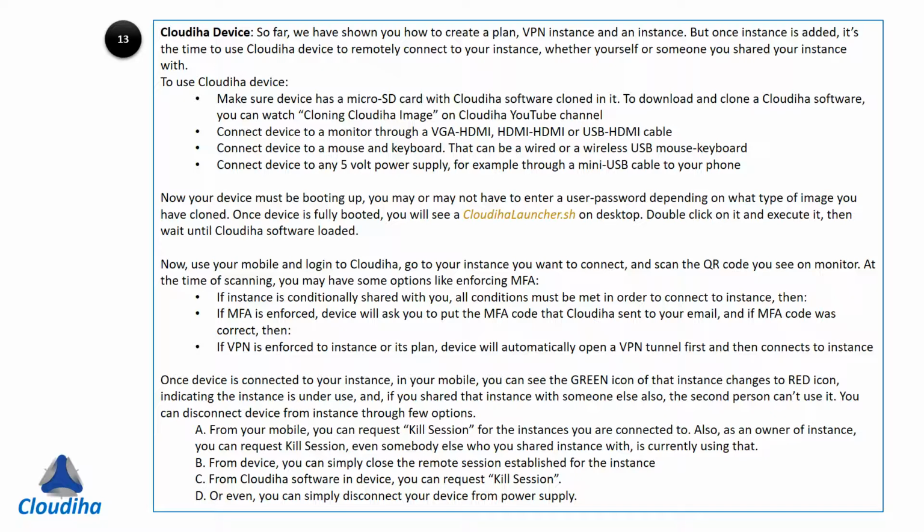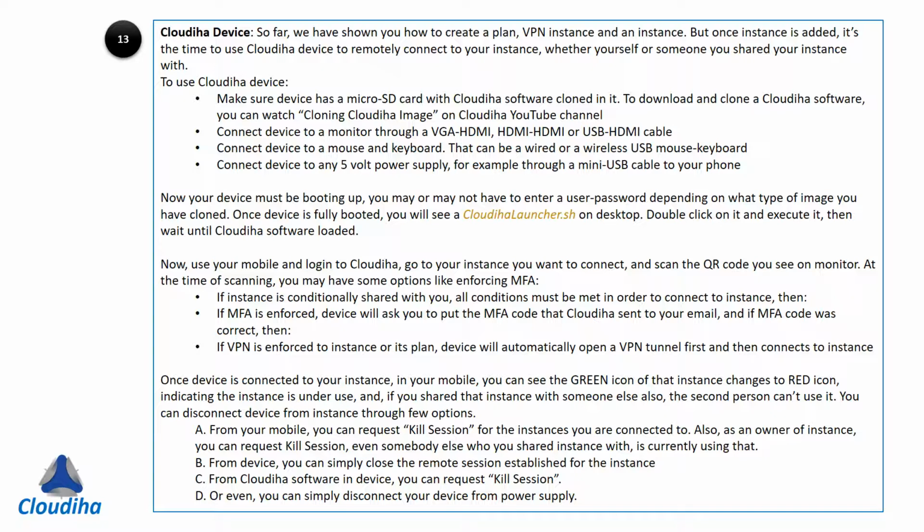if VPN is enforced on the instance or its plan, this will automatically open a VPN tunnel first, and then connect to the instance. Once the device is connected to your instance, in your mobile you can see the green icon of that instance change to a red icon, indicating the instance is under use, and if you shared that instance with someone else also, the second person can't use it.